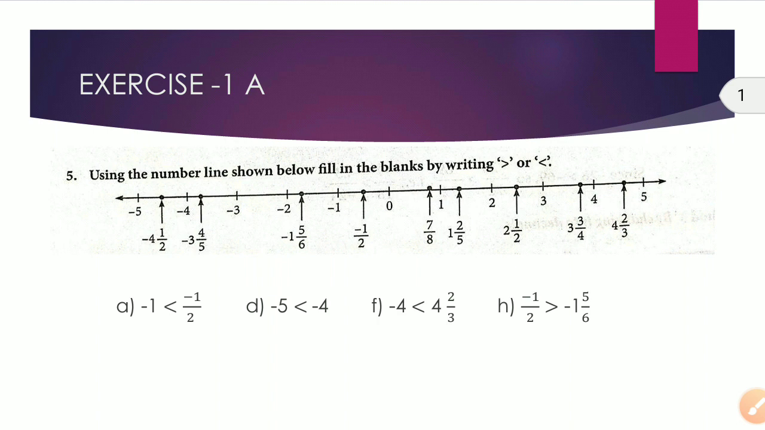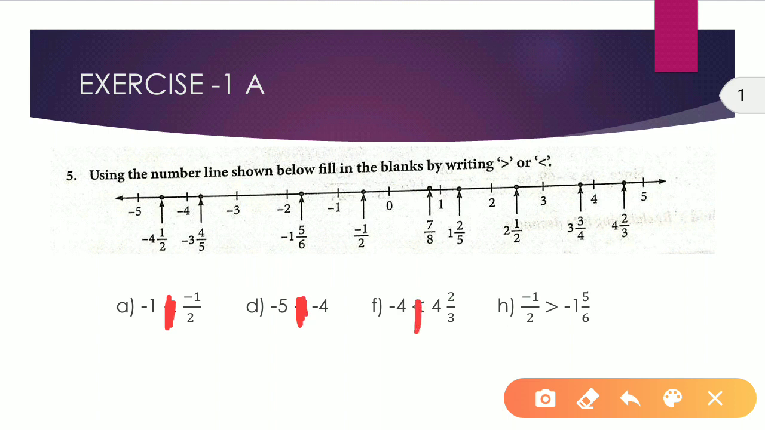Your question was like that only, that you have to find out which one is greater. This is your answer what I have written here. So your question was to write which one is greater between -1 and -1 by 2. So before we begin, let us know a little about the number line.